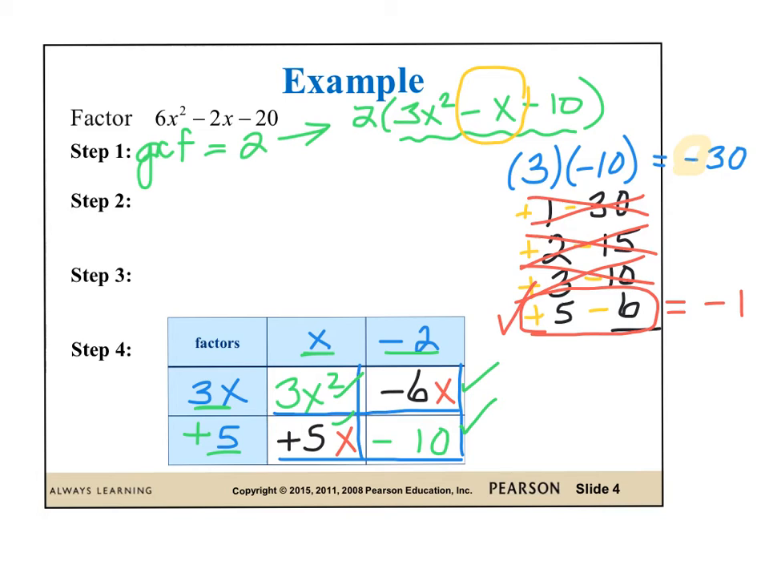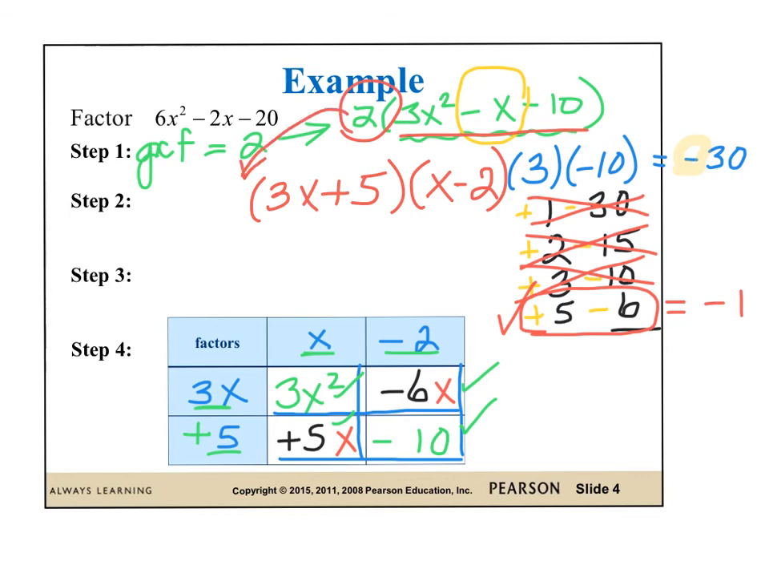And so the answer is, for this 3x squared plus x minus 10, the factors are 3x plus 5 times x minus 2. And we can't forget our 2 because that was part of the original expression. And so here is our final answer.